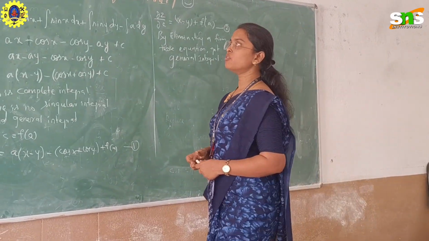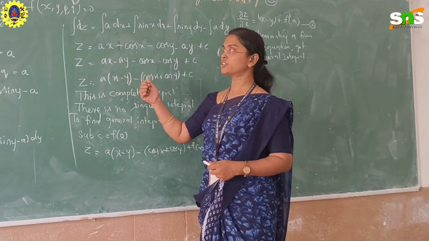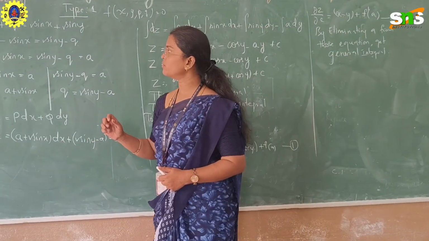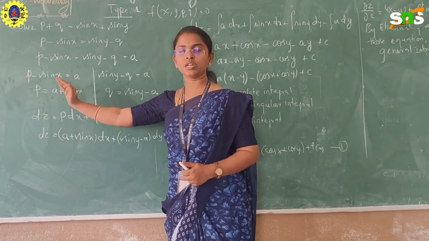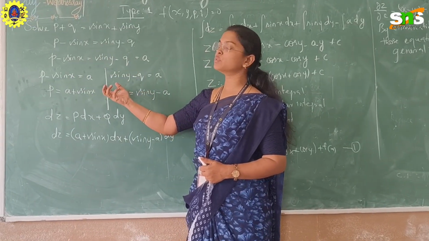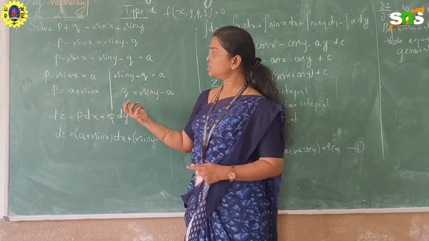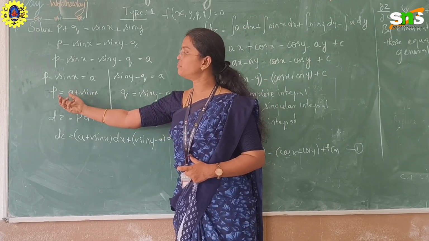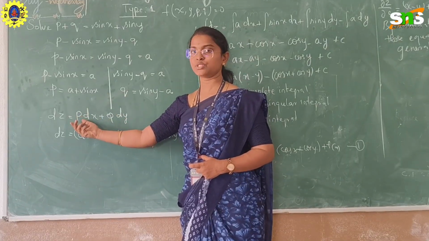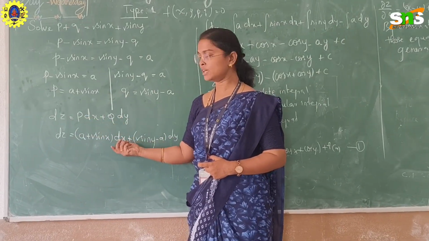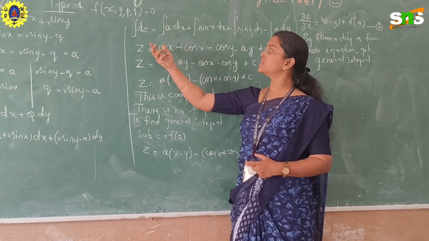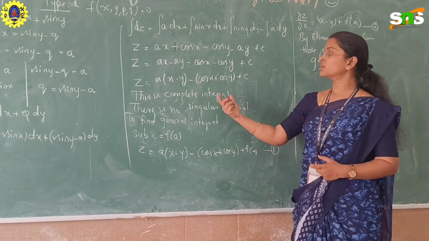So this is the type of function of x, y, p, q equal to 0. In this problem we have to separate the p and x terms and the y and q terms. Then we have to equate them with a constant. Using that we separate the p value and q value, and we substitute p and q in dz, which is p dx plus q dy. From that you integrate both sides. From that you can get the z value. So that is your complete integral.